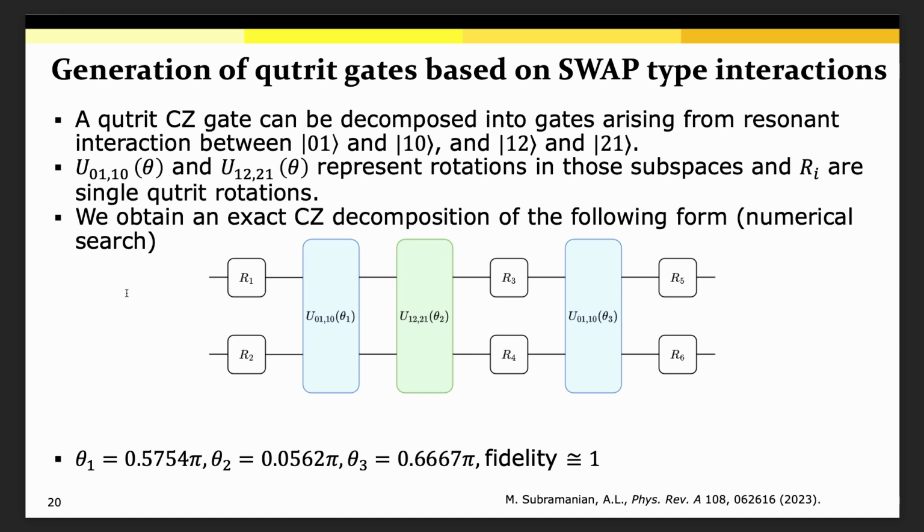Essentially, this decomposition has swap gates between the two qutrits. These are swaps of type 0,1 to 1,0, and 1,2 to 2,1, and then finally 0,1 and 1,0, with the addition of some single qutrit unitaries. By optimizing this gate stack, we found that you can do a CZ gate with only 3 of these operations. These are the numbers that came out, which we don't really have much insight on, but this decomposition seems to be exact.